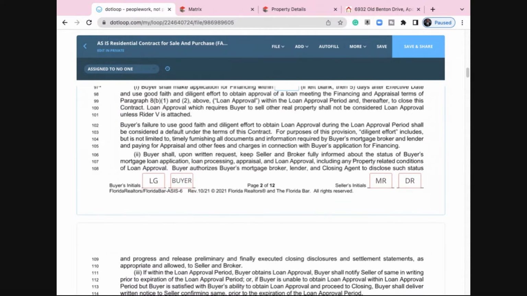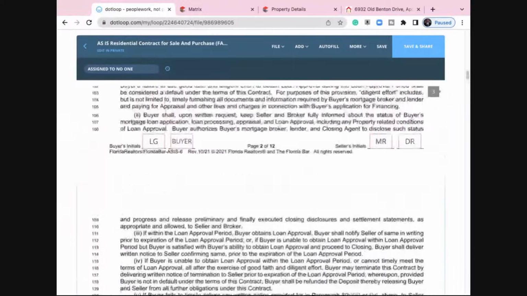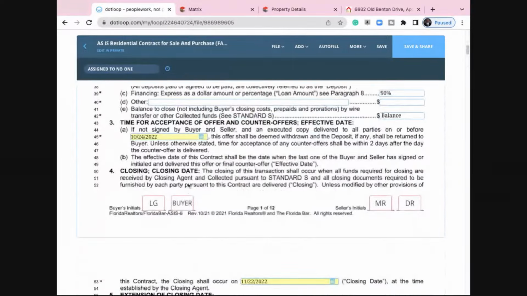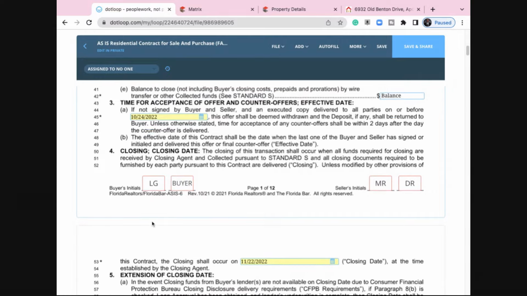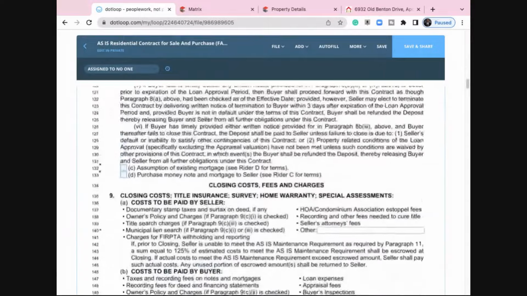All right, so we're going further down. And of course, on every page, from page 1, you have the initials for your buyer, and the seller where they will initial, but you're going to send this over to the listing agent. We're worrying about our buyer's initials. All right, let's continue on.